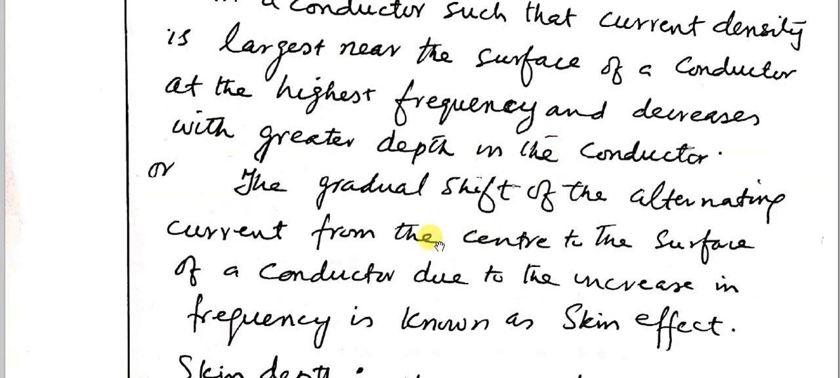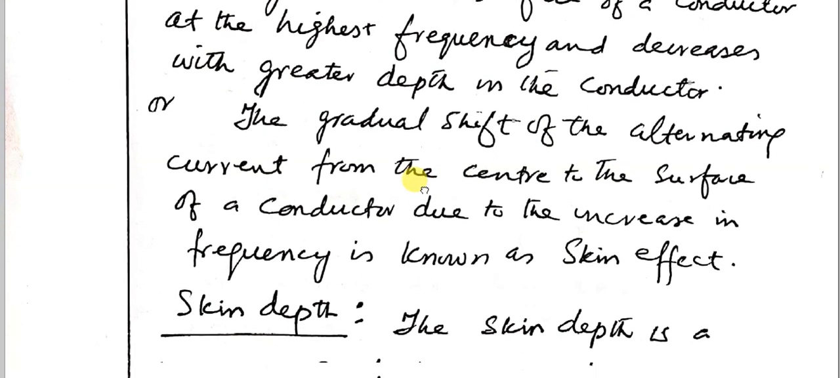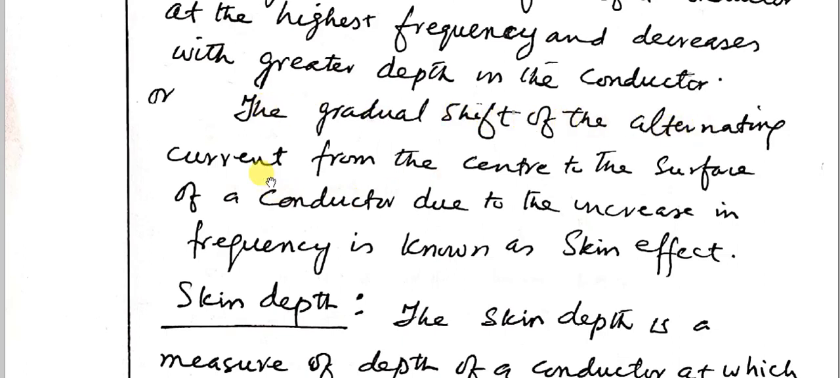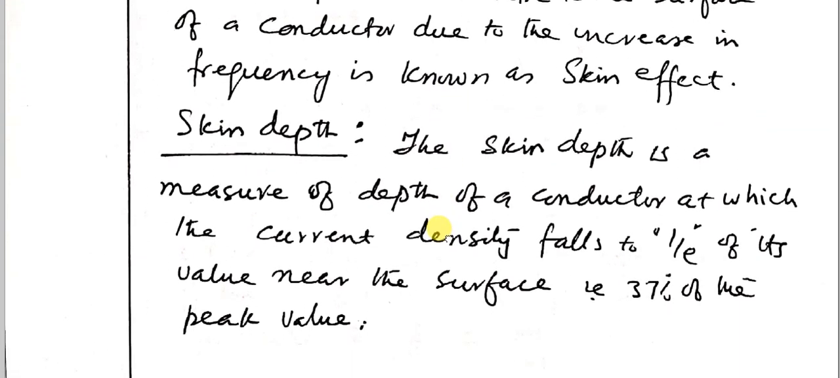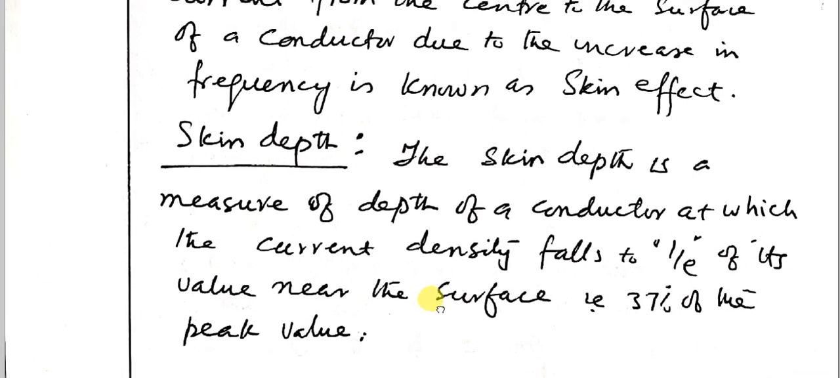Or we can define this phenomenon in another way: the gradual shift of the alternating current from the center to the surface of a conductor due to the increase in the frequency is known as skin effect. In a moment I am going to explain it with the slide as well. Let's first go through the definition. While the skin depth is a measure of the depth of a conductor at which the current density falls to 1 by e of its value near the surface, that is 37% of the peak value. So these are the definitions.